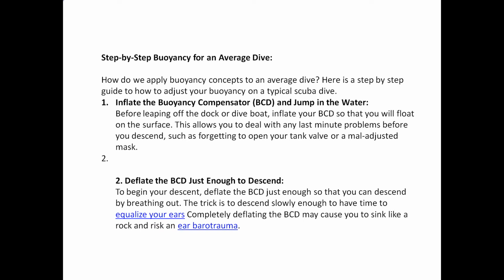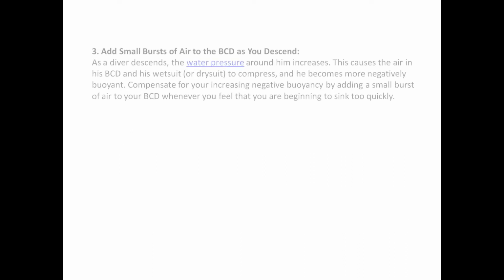Number 2. Deflate the BCD just enough to descend. To begin your descent, deflate the BCD just enough so that you can descend by breathing out. The trick is to descend slowly enough to have time to equalize your ears. Completely deflating the BCD may cause you to sink like a rock and cause ear barotrauma.